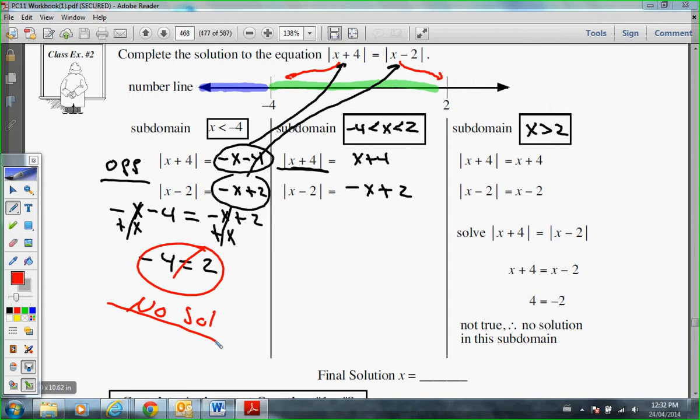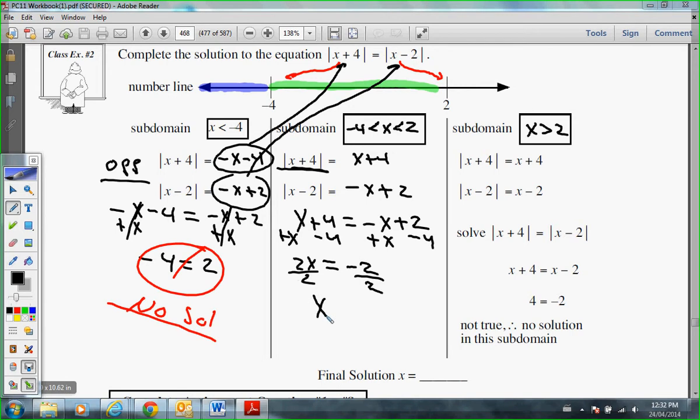Okay, then we'll come over here to Burke. Set this equation up for me to solve in the middle. Just help me set it up. X plus 4 equals negative x plus 2. Yep, just like that. Okay, and then we're going to solve. Add the x, minus the 4, minus the 4. 2x equals negative 2, divide by 2, divide by 2, x is negative 1. So we got an answer there.